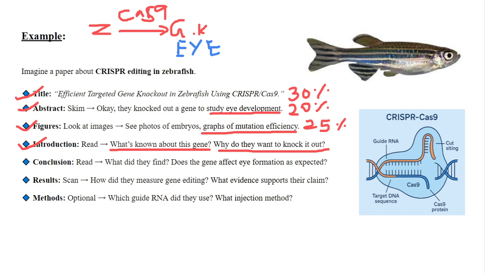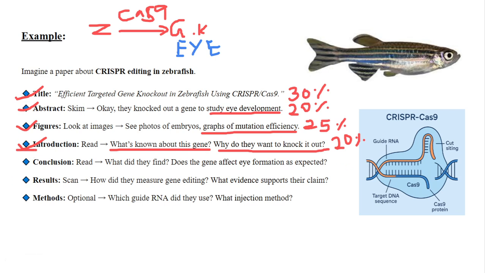Introduction: you should read the introduction. You will get what the genes are and where the knockout will be, and that is important. They will be mentioned in the introduction part. You will get around 20 percentage of the complete topic in this introduction. You should read the introduction properly. Adding up, you will get around 95 percentage.